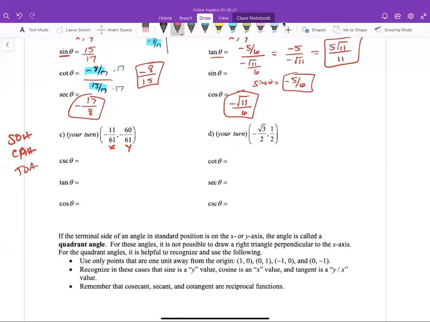This is why I write them. All right, that's an A. Fix that. There we go. All right. Back to the problem. Cosecant's related to sine, and sine is my y value. And so cosecant will be the inverse of that. And so that'll be negative 61 over 60.